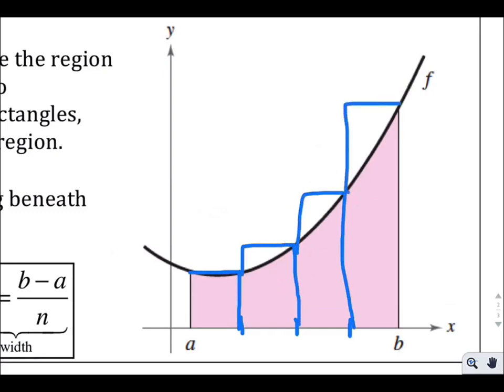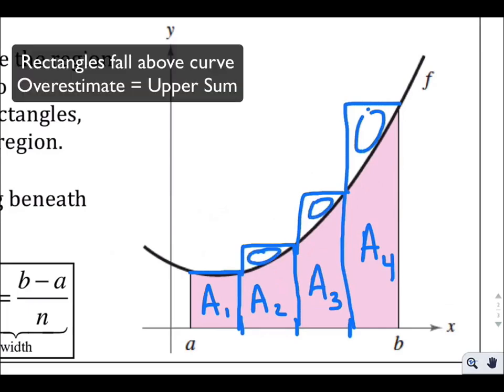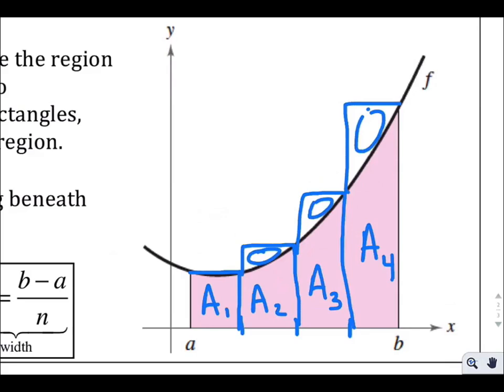If we were to find all of these areas and add them together, we would get an approximation for the area under the curve. As we increase the number of rectangles, this gives us a better approximation. These rectangles are all above the curve, so this extra space gives us an overestimate. We call this an upper sum. If the rectangles were drawn underneath the curve, it would give us a lower sum, because it's an underestimate.